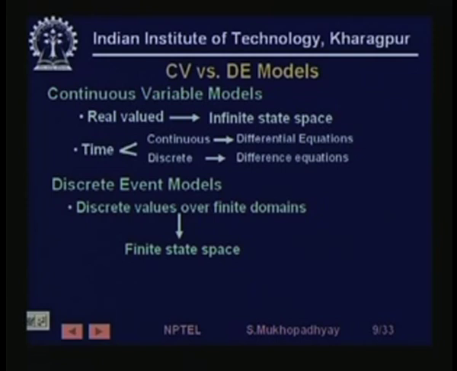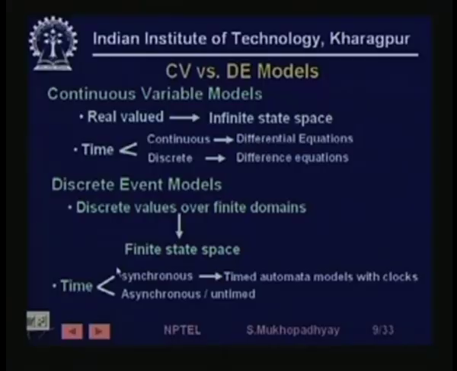So we may define a control problem where we are not interested in knowing the value, but we are only interested to see that the moment the water level falls from high to medium, start the pump. So we are interested in specifying such things. So we have discrete values over finite domains, and therefore we have what is known as the finite state space. So the combinations of variables that can exist in a system are going to be finite.